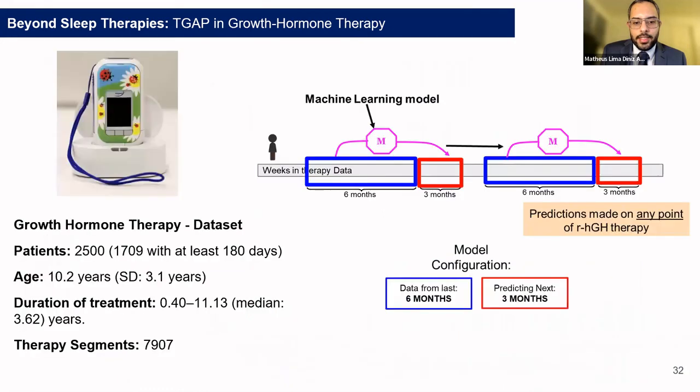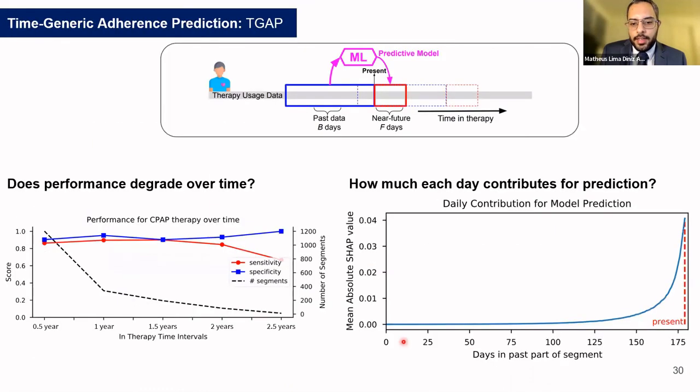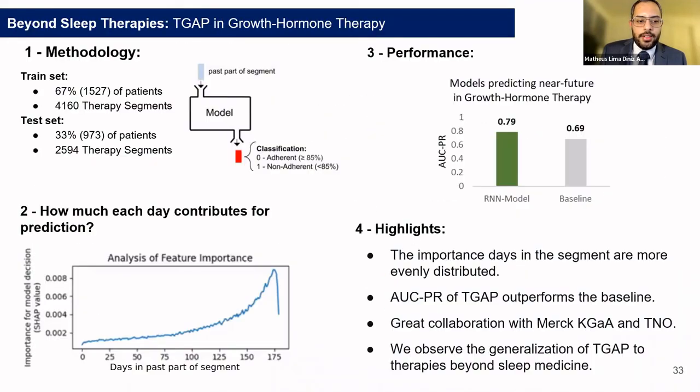When we compare to the CPAP result, this is much more sharp. And for the growth hormone therapy, we can see that it is less sharp, which means that the contribution of each day is more evenly distributed. But still, the closer you go to the present, the more important that day is for the model when it makes a prediction.